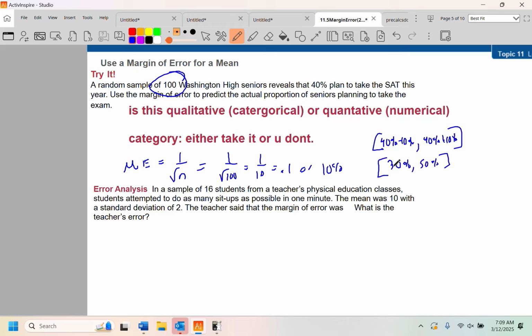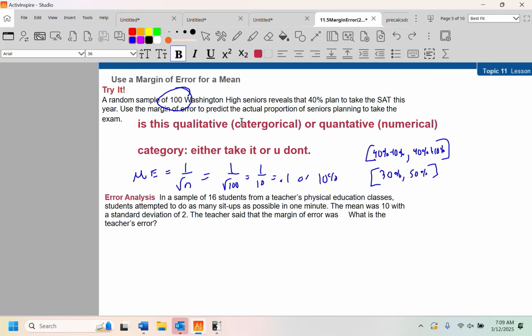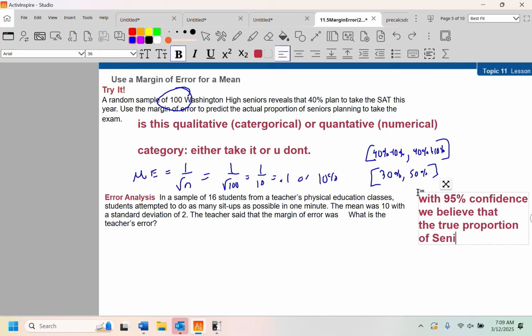That's the confidence interval. And again, what does that mean? It means that we are 95% certain, or we can say with 95% confidence, we believe that the true proportion of seniors taking the SAT lies between 30% and 50%. So 95% confidence.